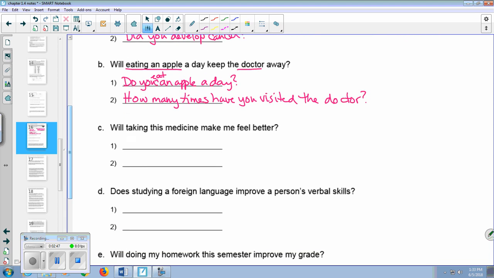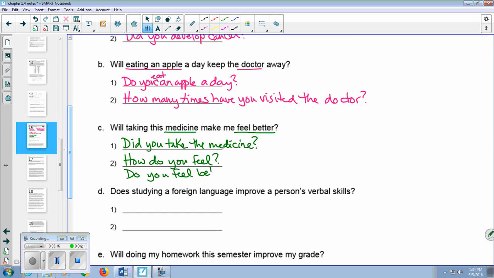All right, next one. For instance, will taking this medicine make you feel better? All right, so if we're asking the person, we might ask them, did you take this medicine or the medicine? Assuming they understand or have access to the type of medicine we're interested in. And then the other question might be, how do you feel? Could be, do you feel better? Again, a lot of different ways to phrase that, but we want to make sure it's something that is specific to the observational unit. So do you feel better would be yes, no. How do you feel? You might give them choices like better or worse or same.